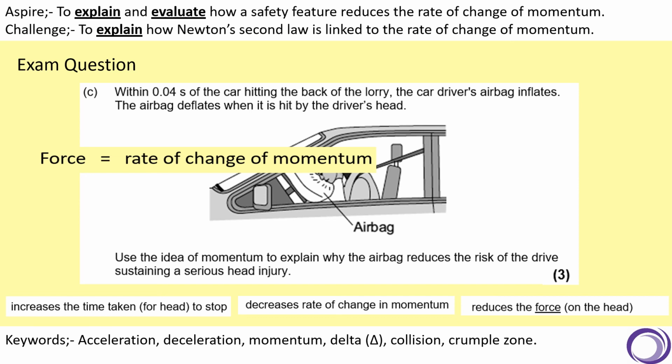Everyone's the same. It could be why an egg doesn't break when it's dropped in the egg box, but it does break when it's dropped without the egg box. Well, the egg box will slightly crush on impact, so it increases the time taken for the egg to stop, which decreases the rate of change of momentum, which reduces the force on the egg. Really easy. As long as you know how you're answering these questions, you just answer them the same way.